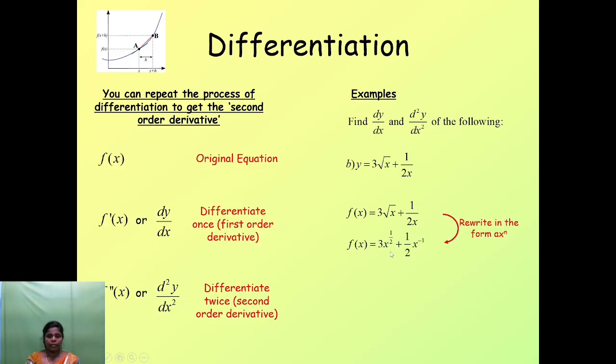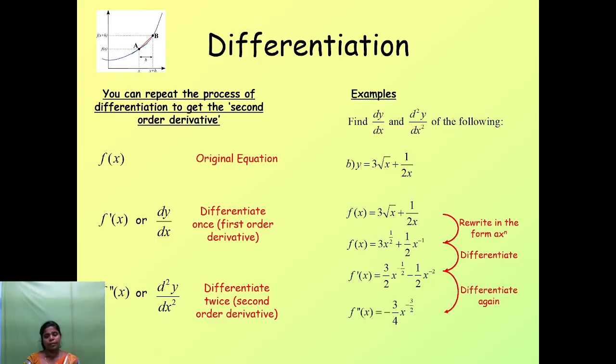It can be written as 3 into x power 1 by 2 plus 1 divided by 2 into x power minus 1. 1 by x can be written as x power minus 1 and square root of x can be written as x power 1 by 2. Then the first derivative f dash of x is equal to 1 by 2 into 3, which is 3 by 2, into x power minus 1 by 2, plus minus 1 into 1 by 2, you get minus 1 by 2 into x power minus 2. Then f double dash of x is equal to minus 3 by 4 into x power minus 3 by 2 plus x power minus 3.